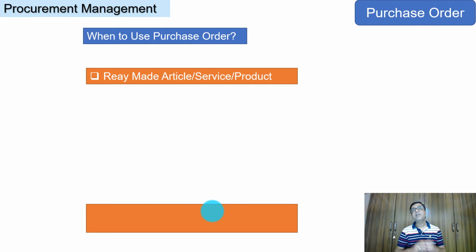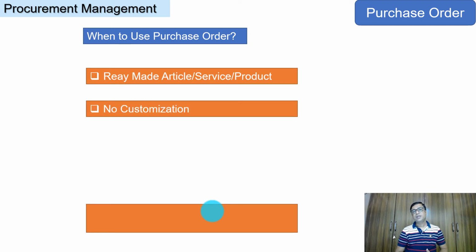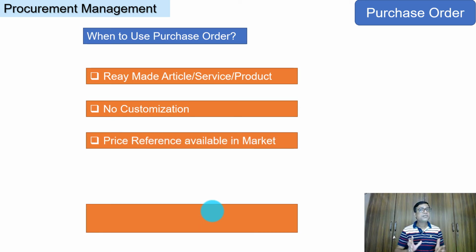When there are ready-made products or services available. There is no need of any customization. These are off-the-shelf items which we can get by giving the purchase order. Price reference is available in the market. You can generally get the price reference. So there are a lot of materials for projects like nuts and bolts, MS materials, angles, channels, and many things which are available.